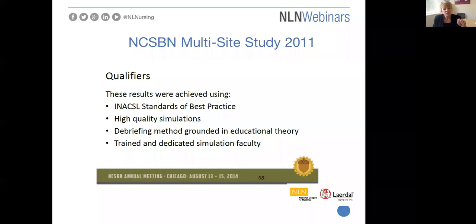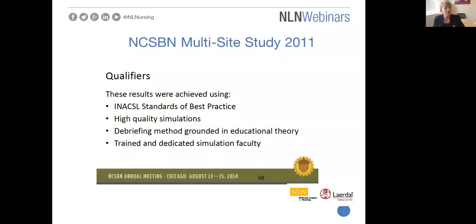Back in 2011, the National Council of State Boards of Nursing conducted a landmark multi-site longitudinal study on simulation in pre-licensure nursing education throughout the country. They collaborated with about 11 different institutions across the U.S., community colleges, baccalaureate prepared, private, public, to see whether or not they could explore the role and the outcomes of the use of simulation in pre-licensure nursing education. And they did this in 3 phases.